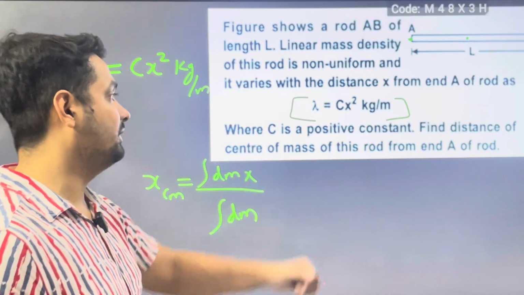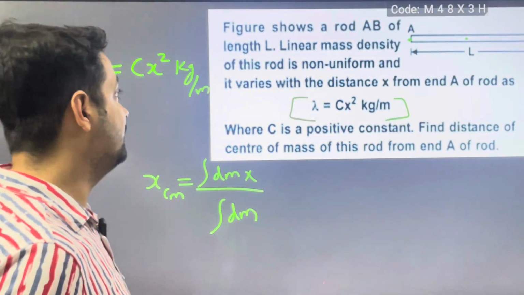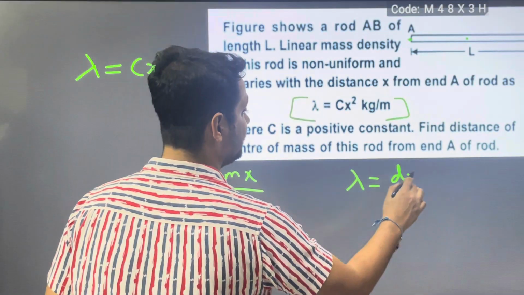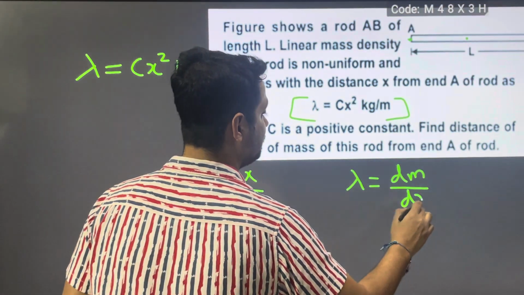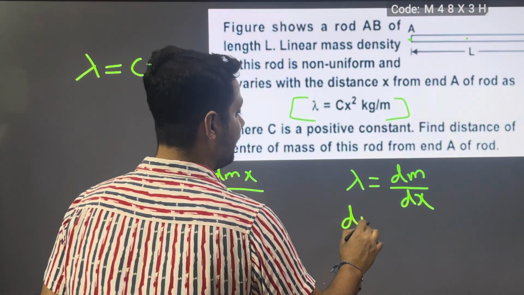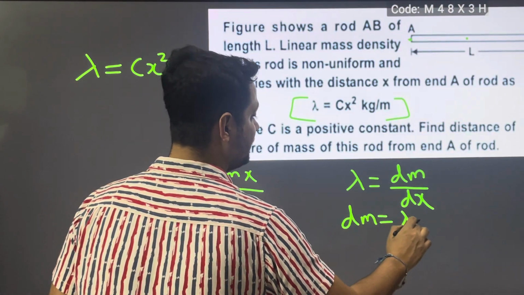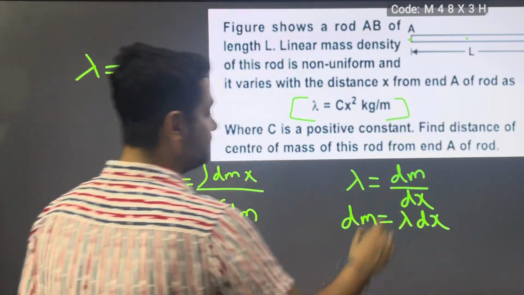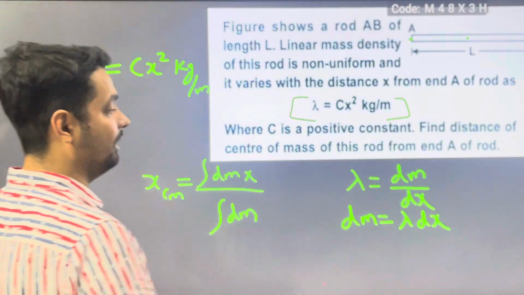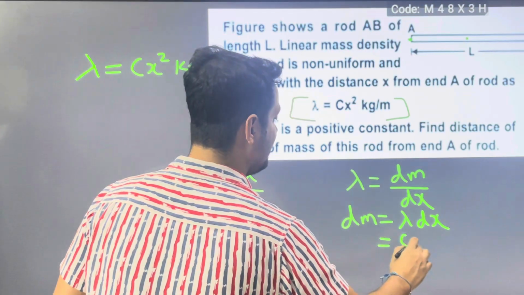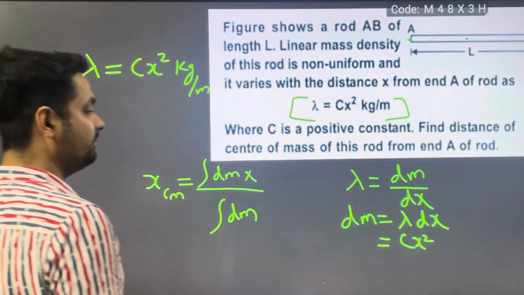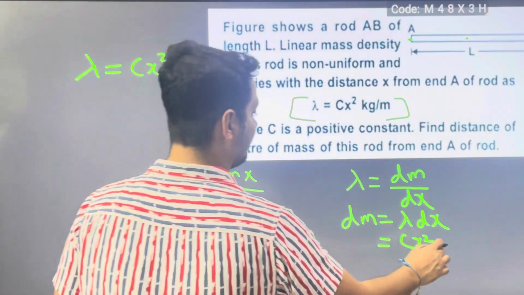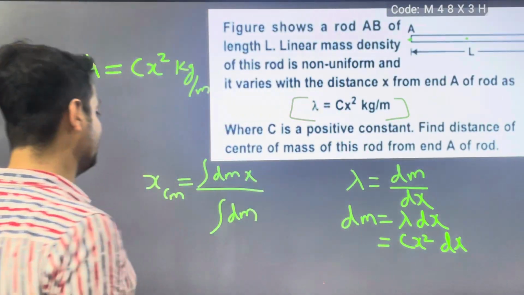Here lambda is given. Lambda is the mass density, dm by dx, mass per unit length. Then dm is lambda dx. Lambda is the linear mass density, which is not uniform, and its value is cx square. So the dm value we got is cx square dx.